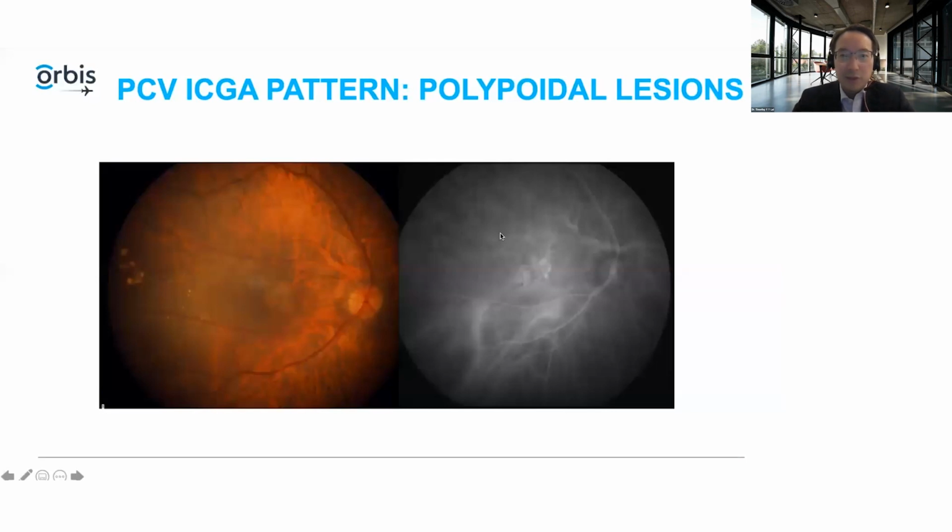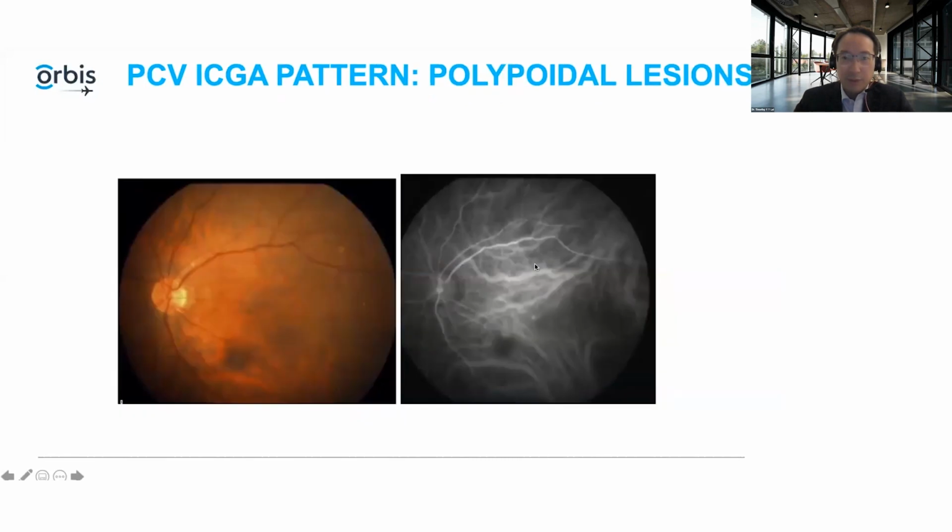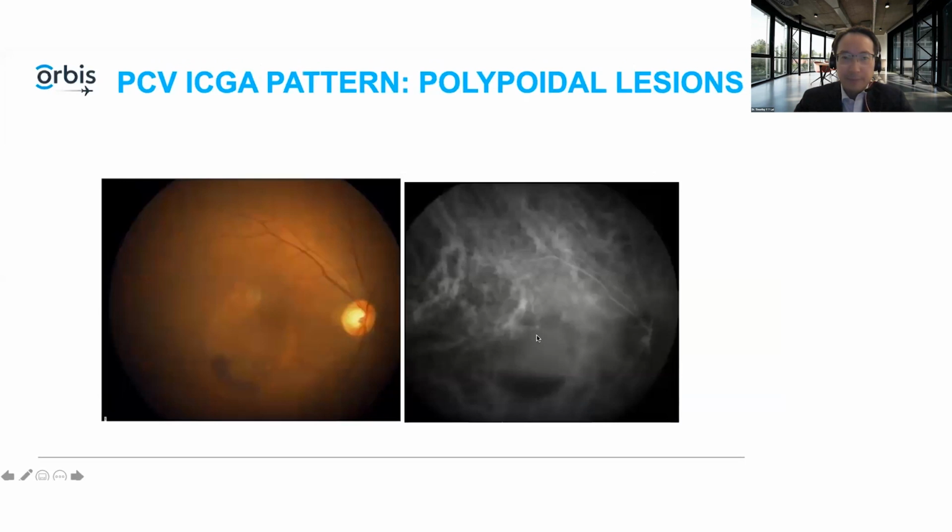In terms of ICGA pattern, as I mentioned before, it is the diagnostic tool of choice, and therefore you get these polypoidal lesions with this branching neovascular network. Here you can also see there are 2 polypoidal lesions associated with this PED. Another case, a color fundus photo showing this large area of notched PED and subretinal hemorrhage. You can also see the branching vascular network and the polypoidal lesions on the upper edge of this PCV PED.